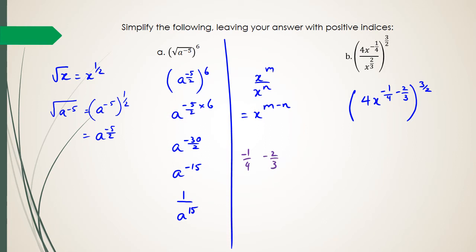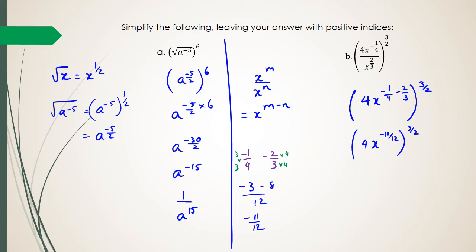So 12 is the lowest common multiple, of 4 and 3. What we've got is negative 3 minus 8 over 12, which is negative 11 over 12. So that means we've got 4 times x to the power of negative 11 over 12, and that's now raised to the power of 3 over 2.